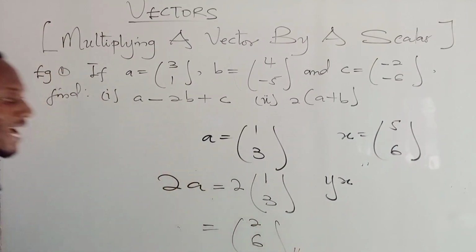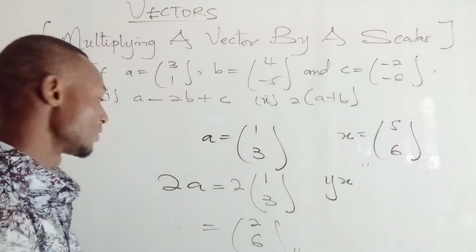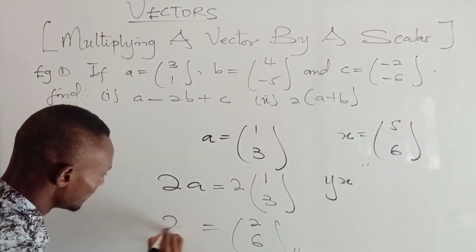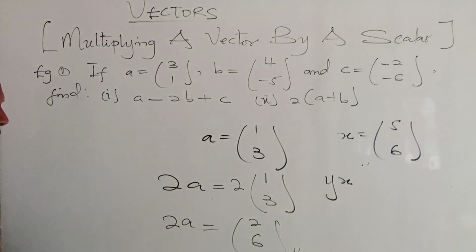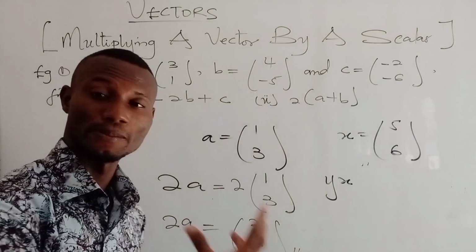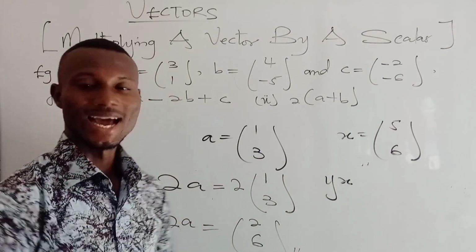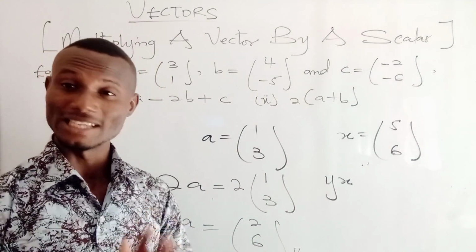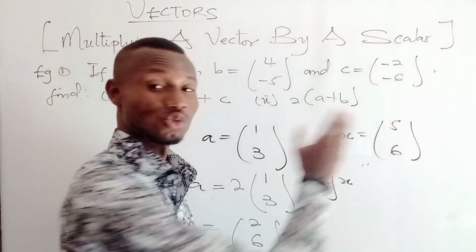So this is my answer for simplifying this. I'm getting 2, 6 as the answer for simplifying 2a, where 2 is the scalar multiplying the vector a. I hope the explanation is clear enough up to this point. So with the same understanding, we are going to do this one also.